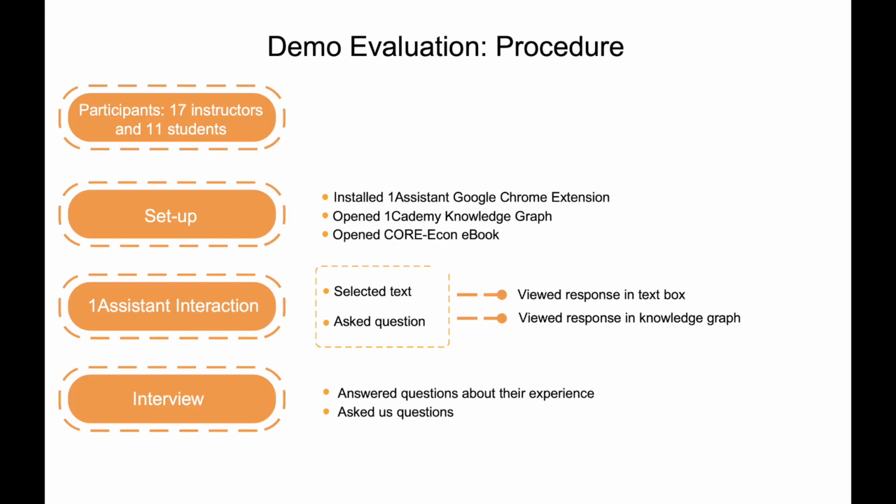To assess our design, hands-on demonstrations of the prototype and interviews were scheduled with 17 instructors and 11 students from a range of universities and fields. The subjects installed the 1Assistant Google Chrome extension, opened the 1Academy Knowledge Graph, and opened an ebook that has its contents added to the 1Academy Knowledge Graph. Subjects highlighted text and asked 1Assistant questions. It responded with explanations based on the knowledge graph. Subjects viewed the responses in the 1Assistant text box and in the 1Academy Knowledge Graph. After interacting with 1Assistant, the instructors and students were asked questions about their experience and preferences for some design elements.